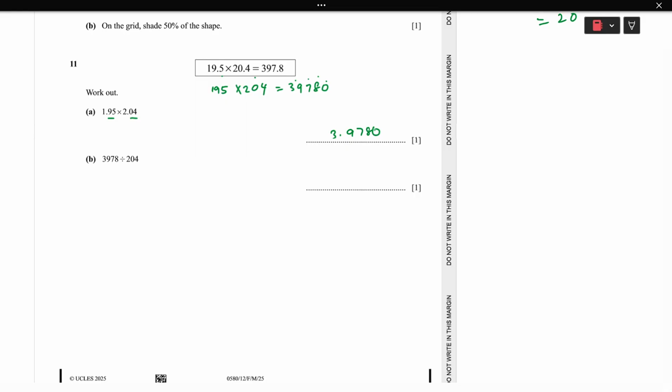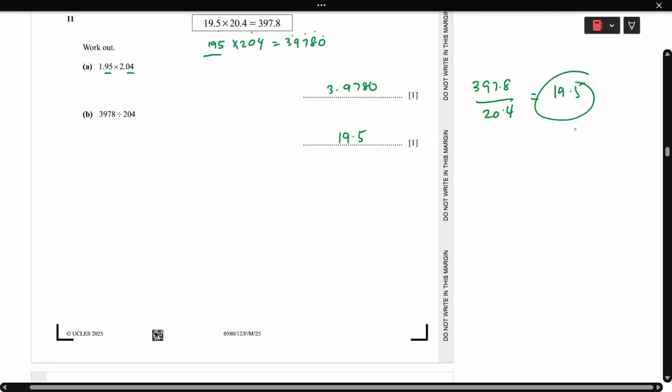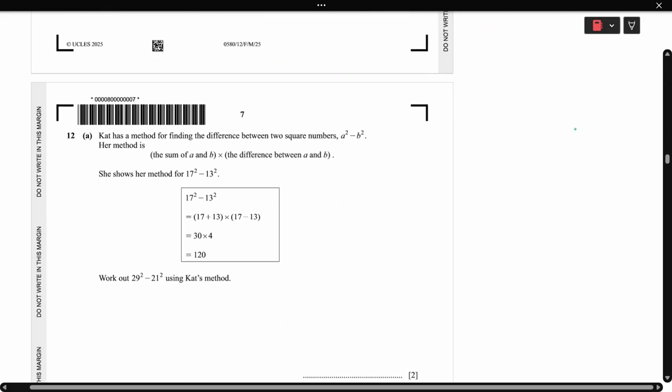Okay, the next one, so we are dividing 39 by 2, so we'll get 195 as the answer here. Here one decimal, so exactly the same number will get the answer 19.5. The thing is 397.8 divided by 20.4. This one decimal place obviously is going to be the same, so 19.5 is going to be the answer here.